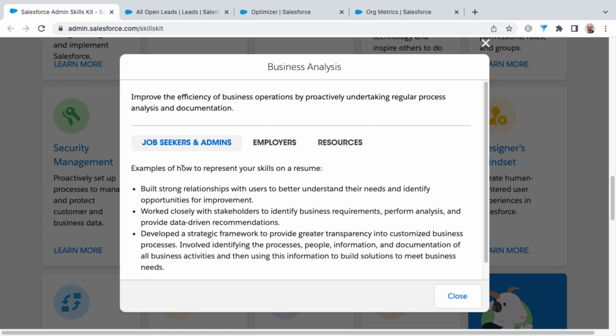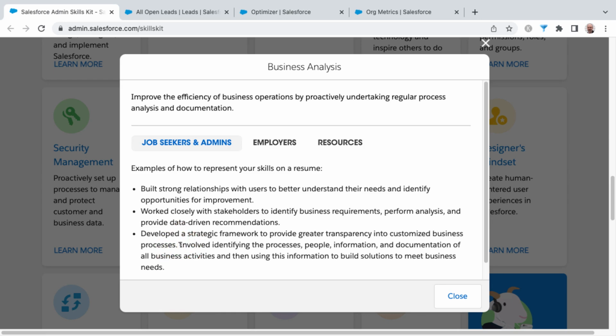They provide different examples of how you can represent business analysis skills on your resume, such as having built strong relationships with users to better understand their needs and identify opportunities for improvement, as well as working closely with stakeholders to identify business requirements, perform analysis, and provide data-driven recommendations. And then finally, developed a strategic framework to provide greater transparency into customized business processes.